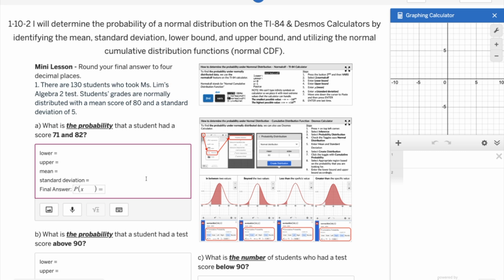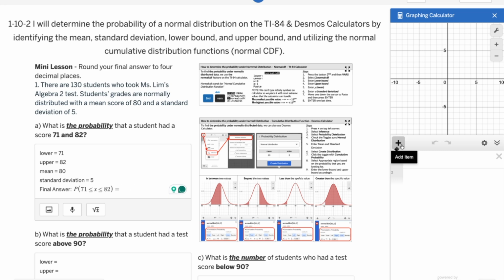Once again, we are looking for the probability that a student scored between 71 and 82 for the first question. Those numbers are actually our lower and upper bounds that we are going to be setting, so just keep that in mind. Our mean score was 80, our standard deviation was 5. So knowing this information, we can go to our calculator on Desmos.